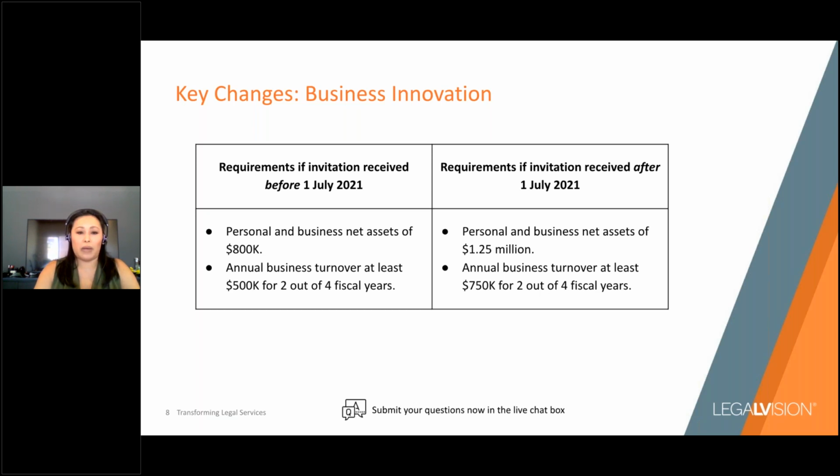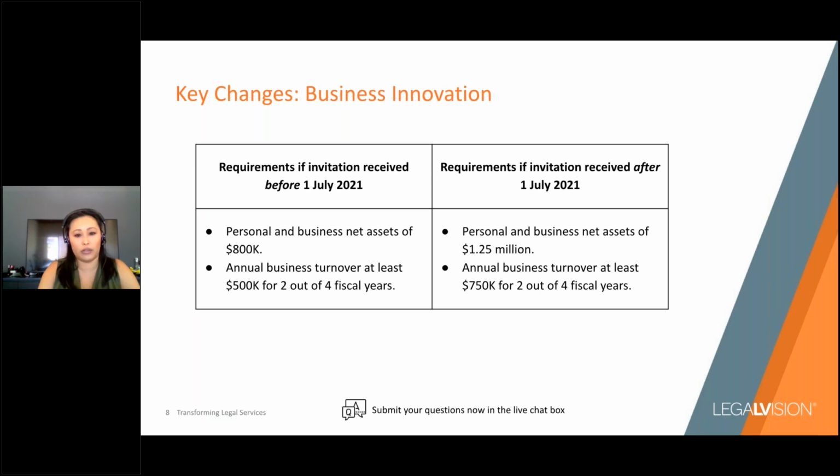So we're going to talk about the key changes that occurred for each stream. As you can see in the PowerPoint, before 1 July 2021, the personal and business net assets that an applicant would have to meet was about 800,000. That has since increased post 1 July 2021 to 1.25 million. So that means if you've received an invitation after 1 July 2021 and you want to apply for the business innovation stream, you must be able to demonstrate that your personal and business net assets total at least 1.25 million.